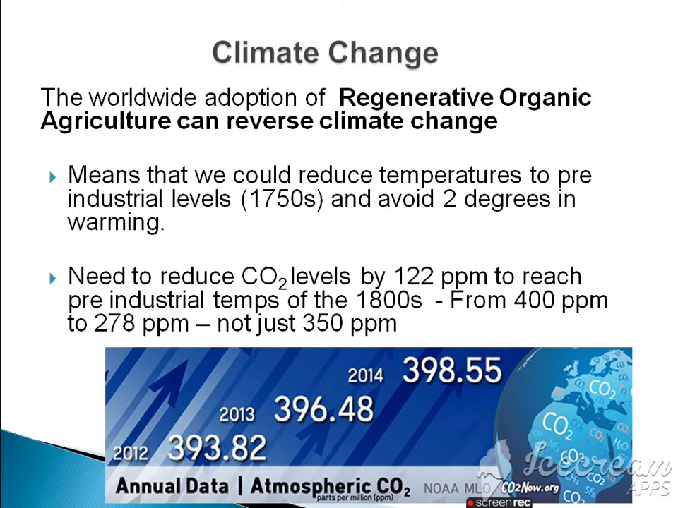Now, keeping climatic change in mind, regenerative agriculture can reverse climatic change. It is an assumption, and it also has some possibilities. How? It means that we could reduce the temperature to the pre-industrial level, that is the 1750s, and avoid 2-degree warming. We need to reduce carbon dioxide by 122 ppm. Currently, if you see the data from 2000 to 2014, this is the carbon dioxide level in ppm. In 2012 it was 393, and currently it is 398, somewhere around 400 ppm or above.